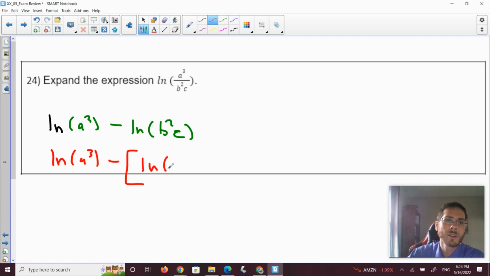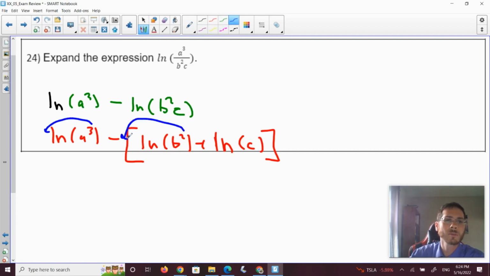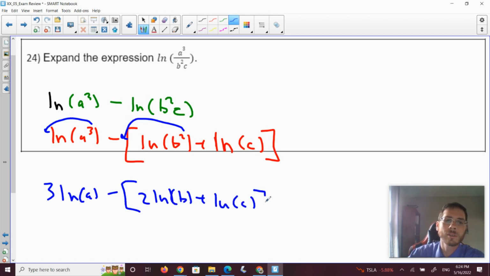So ln b squared plus ln of c. I've got to be really careful because this minus sign is going to distribute. I'm not going to distribute yet, but it is going to distribute. So first, I'm going to take these exponents and put them outside. So 3 ln of a minus 2 ln of b plus ln of c. And now I can distribute.